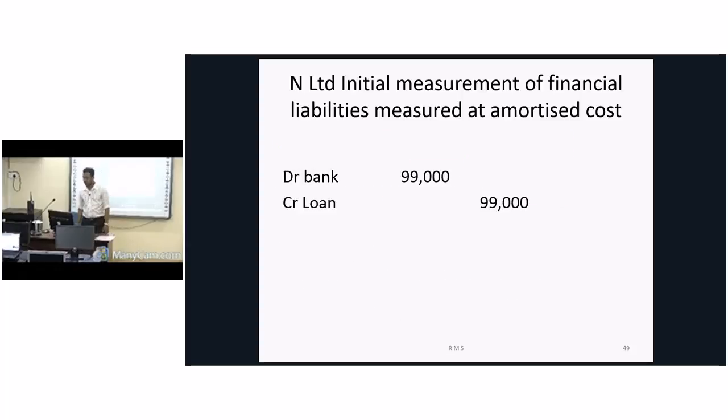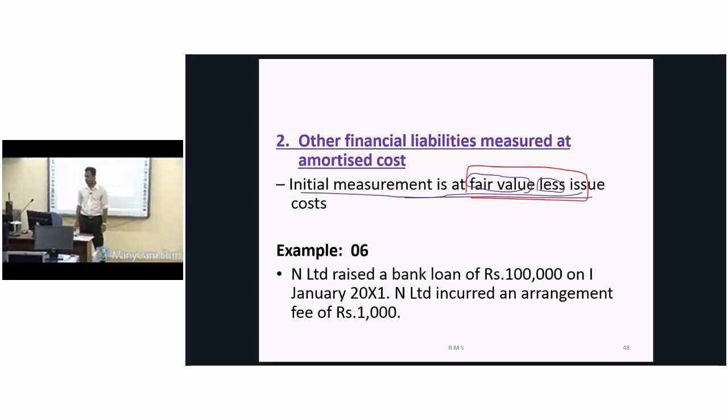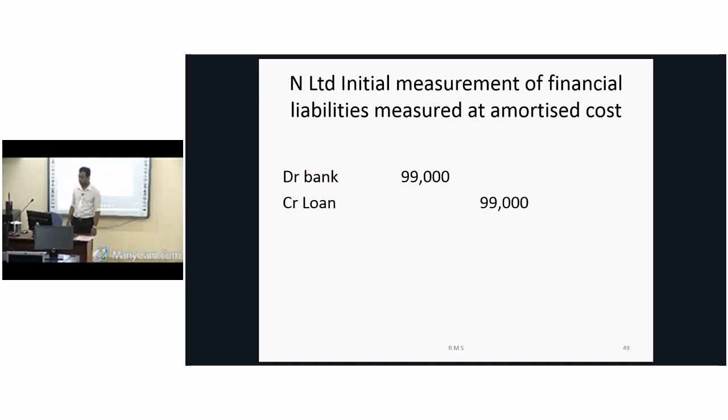Look at this example, very simple. N Limited, there is a bank loan of rupees 100,000 on 1st January 2021. N Limited incurred an arrangement fee of 1,000. So usually what we have to recognize, this arrangement fee of 1,000 should be recognized as an expense. But here it says, look, we recognize as loan only 99,000. There is kind of mismatch when it comes to our practice, but still the standard says like this. We get the pure loan of 99,000.